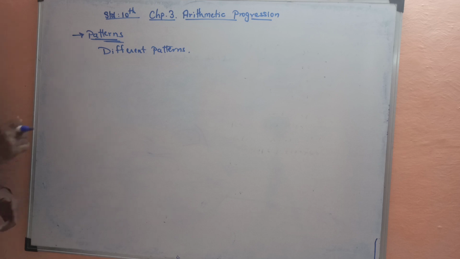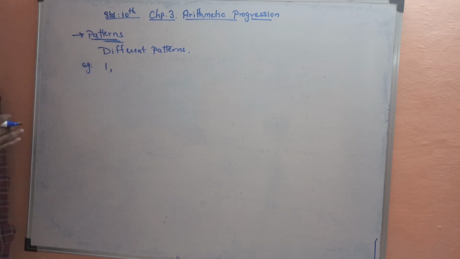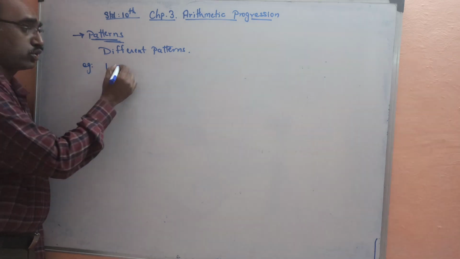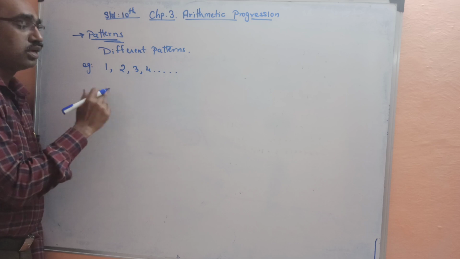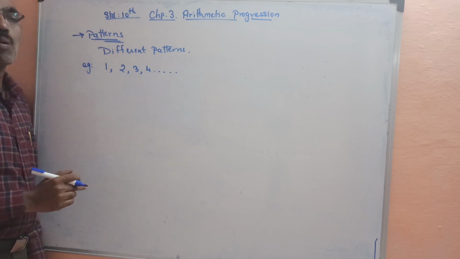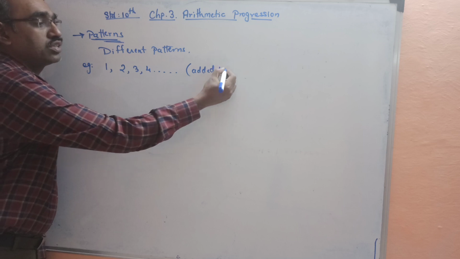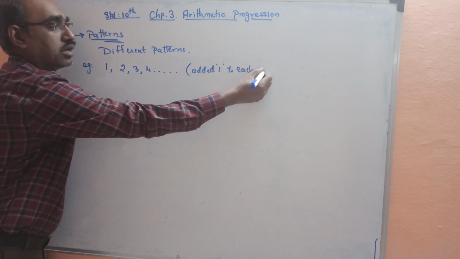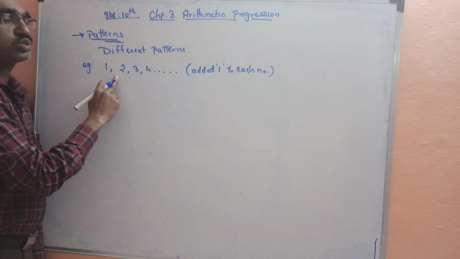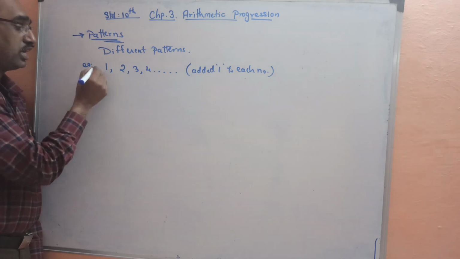For example, if we take one example, that is 1, 2, 3, 4, and so on. That means it is an addition of 1. So what we have done? We have added 1 to each number. Correct? If I add 1 plus 1, it becomes 2. 2 plus 1, it becomes 3. 3 plus 1, it becomes 4.